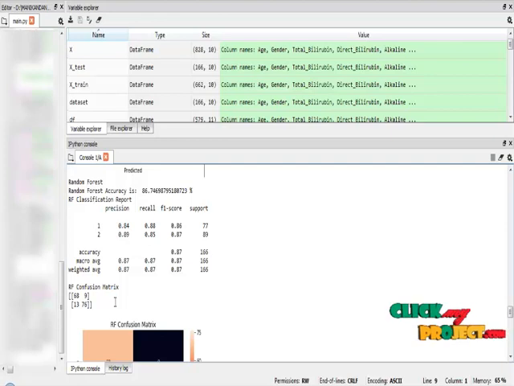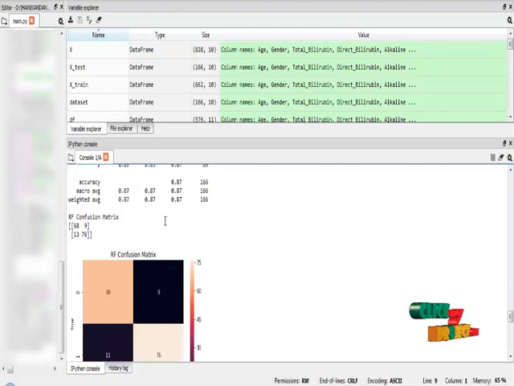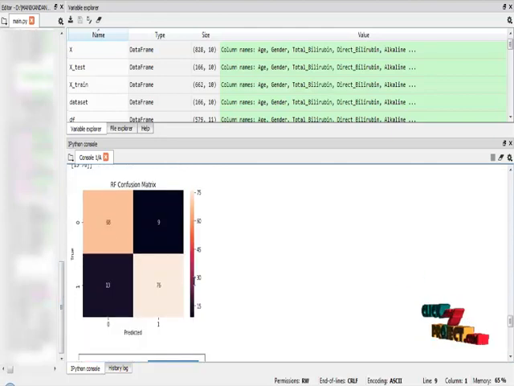And this is the final algorithm, the random forest algorithm, and the random forest algorithm achieves 86% accuracy. And these are all the classification reports of the random forest algorithm. And this is the confusion matrix for the random forest algorithm. It will show the overall number of correct predictions and the overall number of misclassifications through the random forest algorithm.